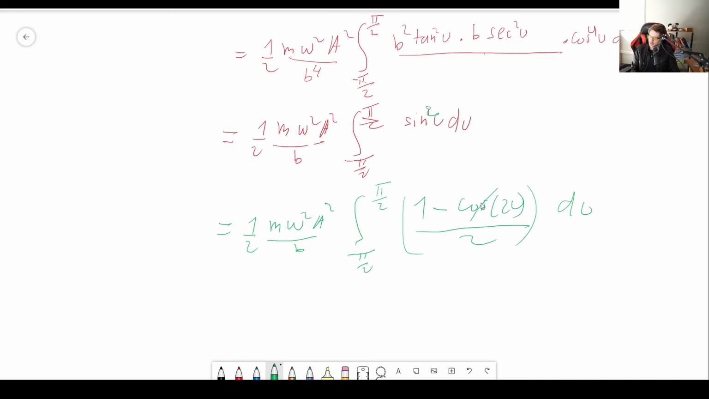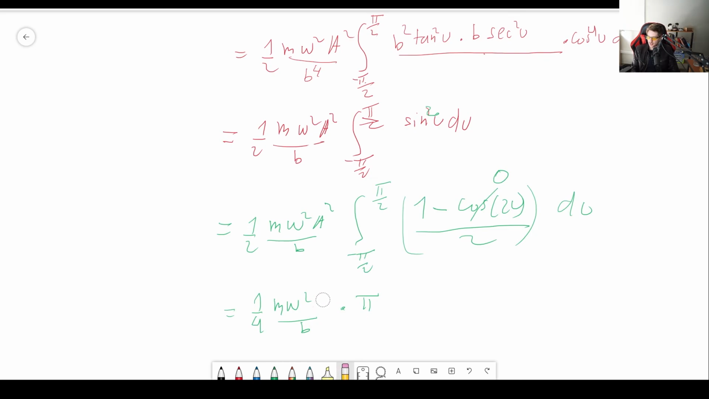Now, the cosine integral is 0, as we have seen so often already. So this integral will simply be 1/2, which we can pull out. So we get 1/4 m omega squared a squared b. And then we multiply by pi, because this integral will be left simply integral of du. So we get u evaluated at pi over 2 minus pi over 2. So we get pi, as we have seen so many times.